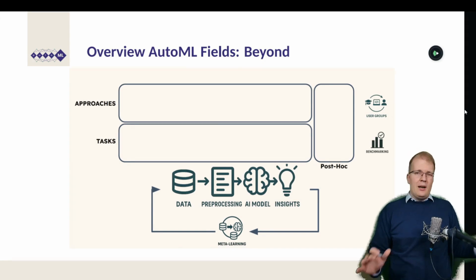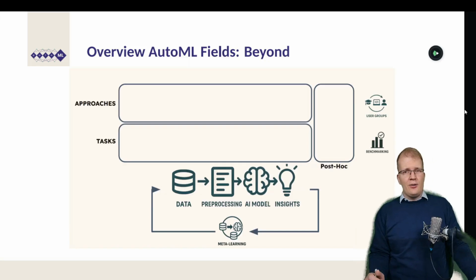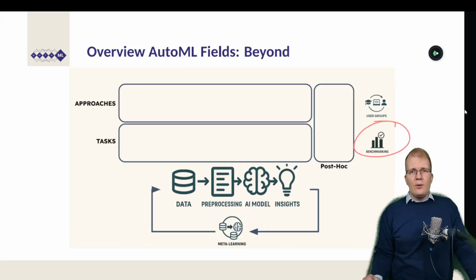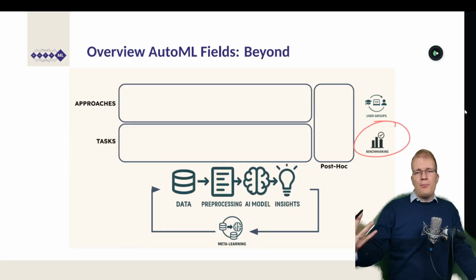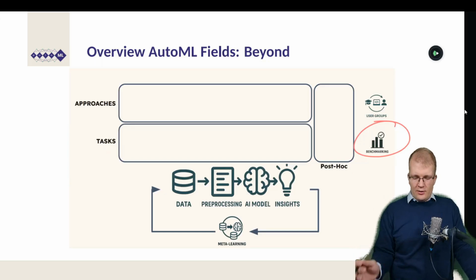And a bit outside, but very related actually to automated machine learning, we will see that also a bit in the future videos, is benchmarking. So how can we compare different kinds of models? How can we compare different kinds of AutoML approaches and all of that?